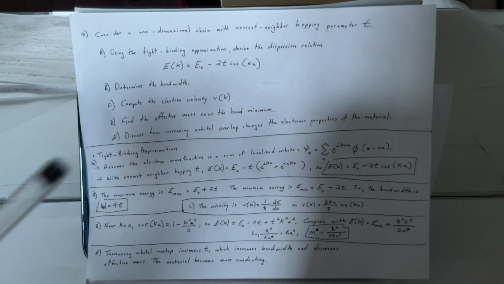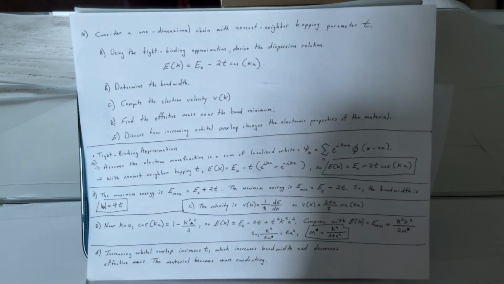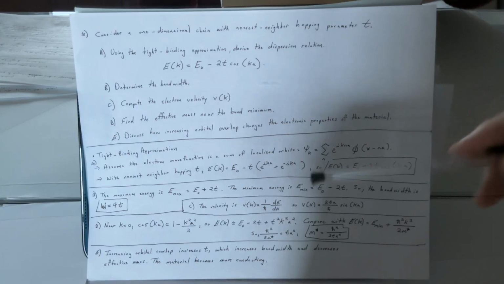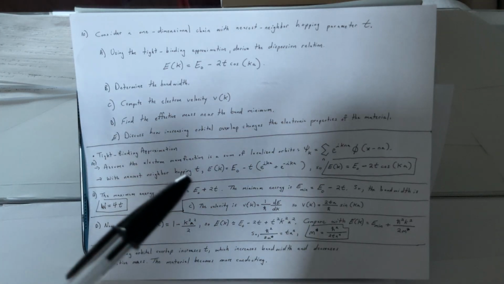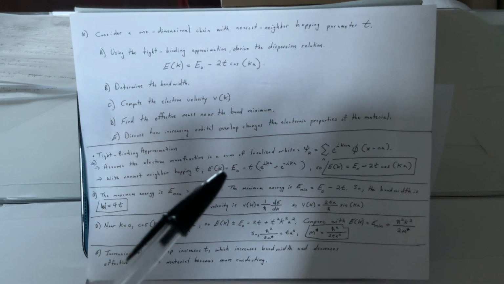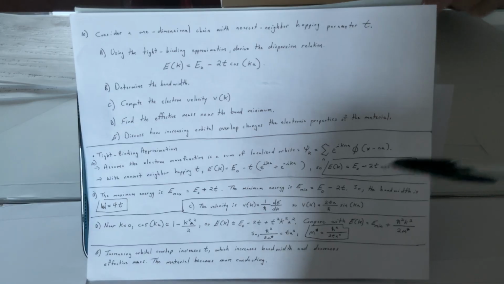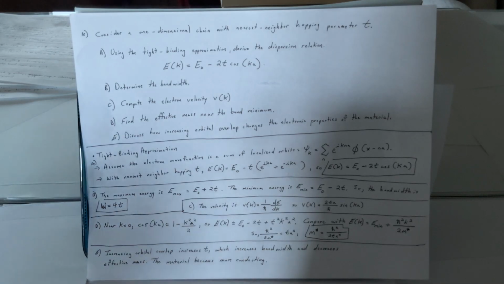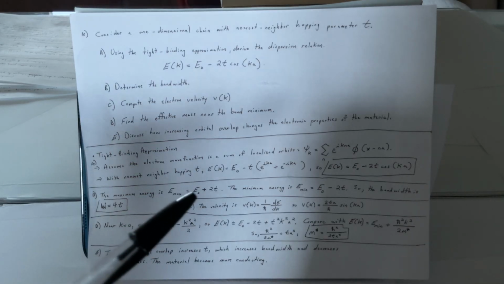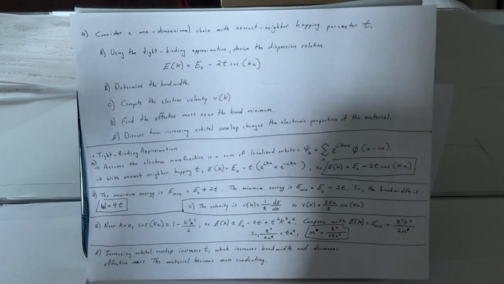Tight binding approximation. A, assume the electron wave function is the sum of localized orbitals, as exhibited here for psi sub k. With nearest neighbor hopping t, E of k is this, and so we wind up with E of k equals E naught minus 2t cosine ka. Part B, the maximum energy is E sub max equals E naught plus 2t. The minimum energy is E sub min equals E naught minus 2t. So the bandwidth W is equal to 4t.